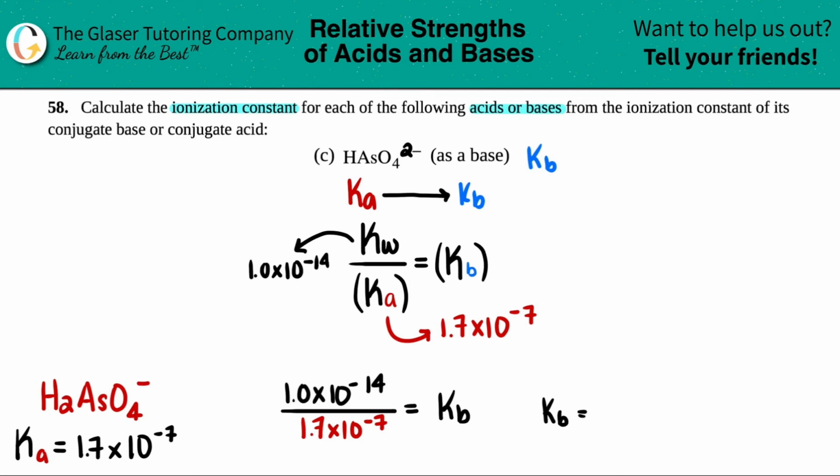Okay, let's see. 1 times 10 to the negative 14th divided by 1.7 times 10 to the negative 7th. And 2 sig figs, so 5.9 times 10 to the negative 8th. And there we go. Pretty good, guys.